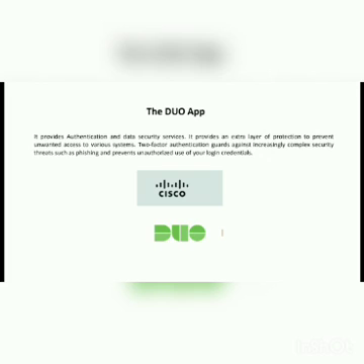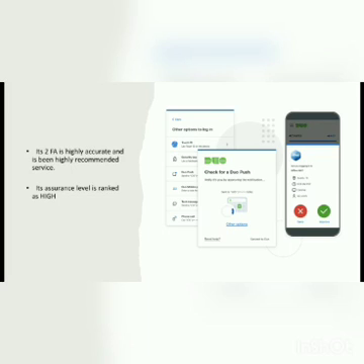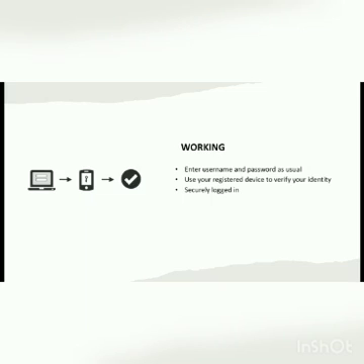So the Duo app is a simple app which helps you to overcome all these problems. It provides authentication and data security services. It provides an extra layer of protection to prevent unwanted access to various systems. Two factor authentication guards against increasingly complex security threats such as phishing and prevents unauthorized use of your login credentials. Its 2FA is highly accurate and is a highly recommended service. Its assurance level is ranked as high, so you can use it at any time.